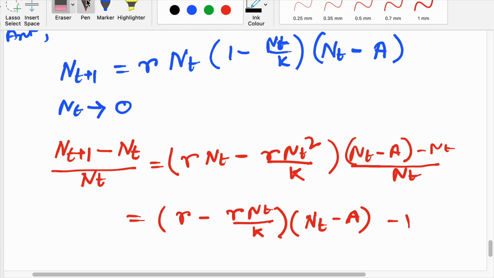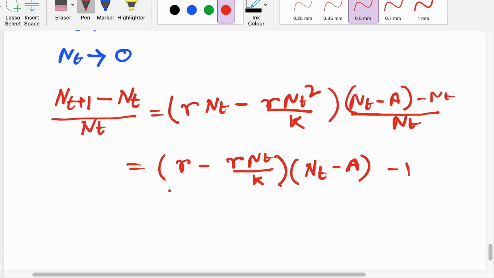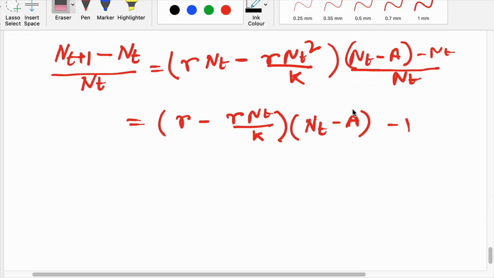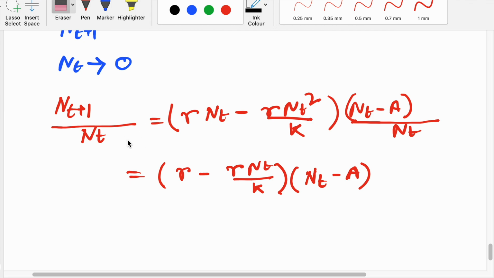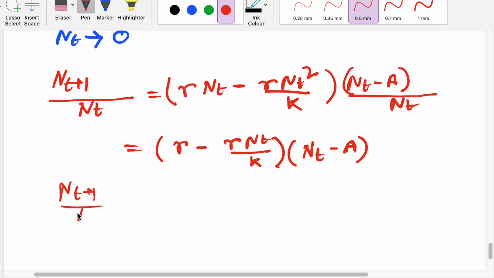So you will find that when r is close to 0, this becomes the rate. Actually this is not quite true. Suppose the per capita growth rate: how much they generate means how much they increase, the number of increment. So when nt plus 1 by nt and nt tends to 0, in the limit, then it will closely become r into nt minus a.